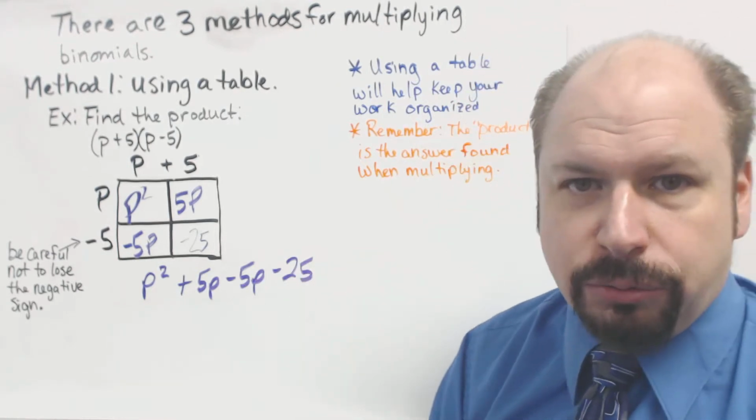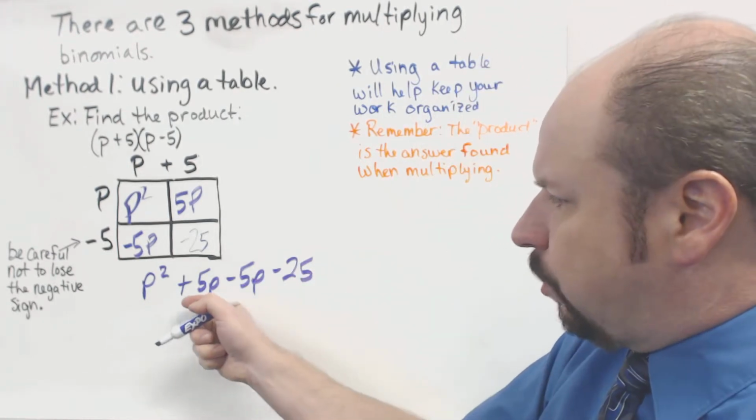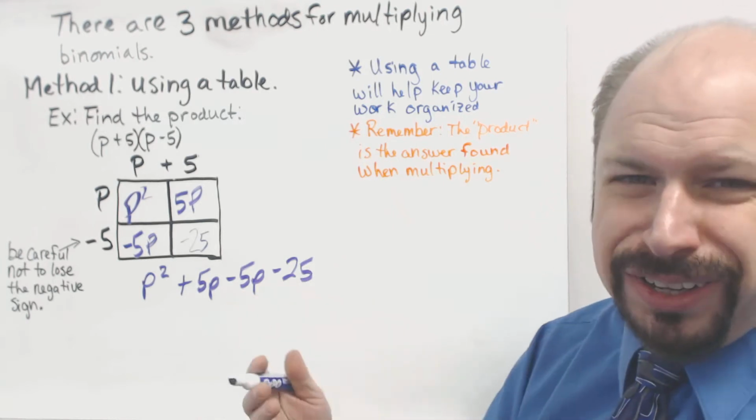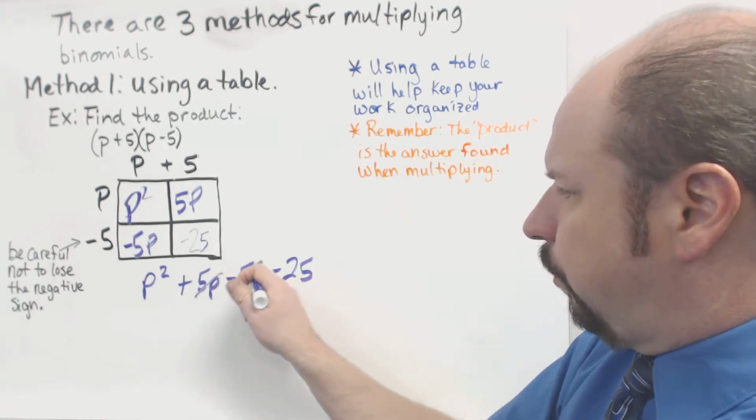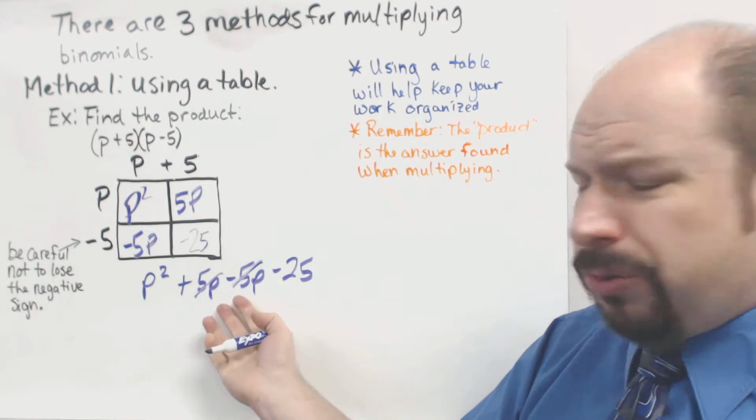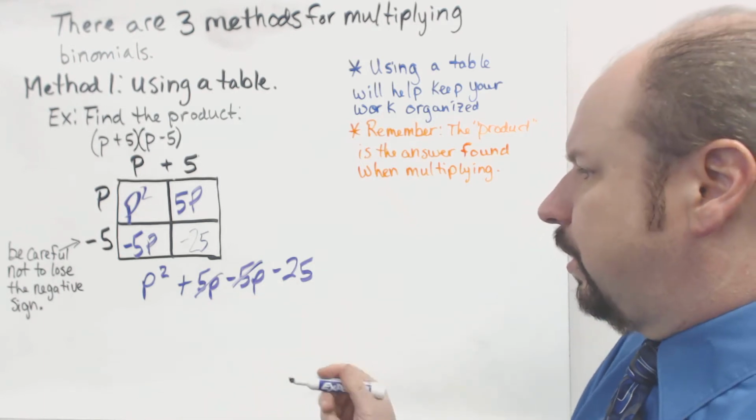And now that we have that, we can just combine some like terms. So plus 5p minus 5p, well, those cancel out and become 0. So in this case, we can cancel those out. Those won't always cancel out, but in this case they do.